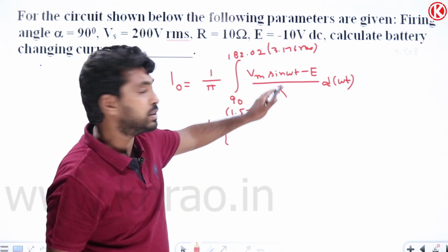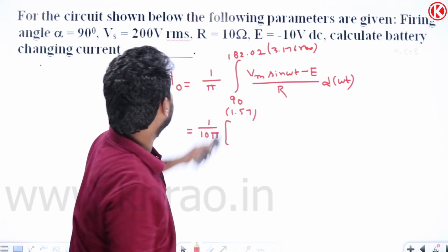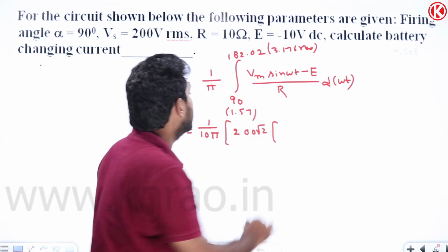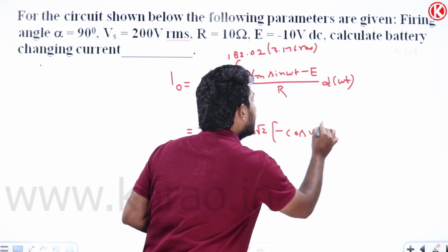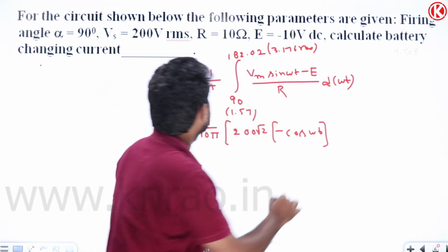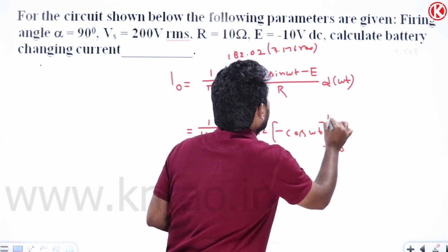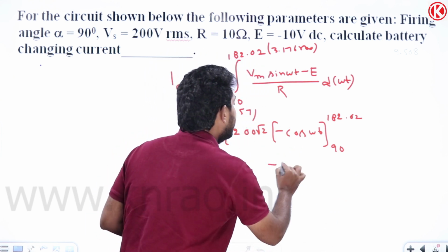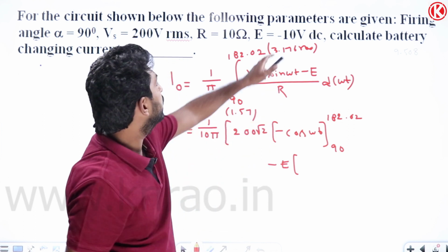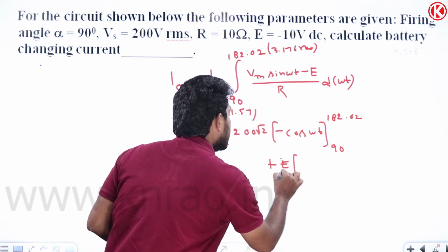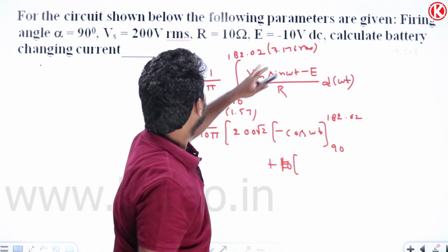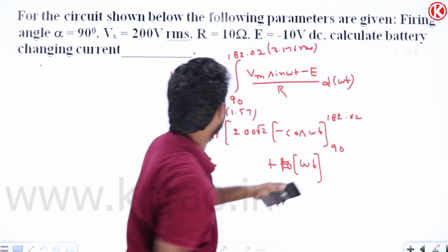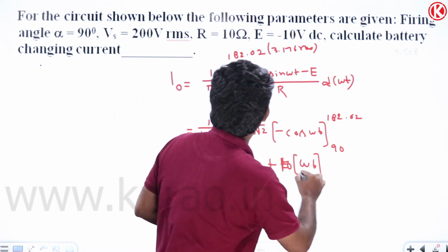So here it will be Vm sin omega t, where Vm is 200 root 2. The integration of sin omega t is minus cos omega t, and the limits we need to substitute in degrees, so 92, so 182.02. The next term is minus e, where e value is minus 10, so it becomes plus 10, into, we need to substitute here in radians, so omega 2 here, because it's a number, so that is 1.572.